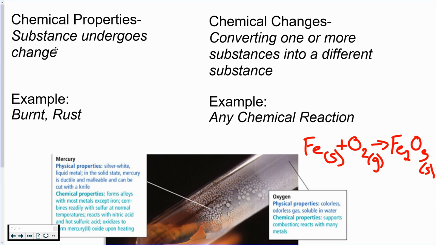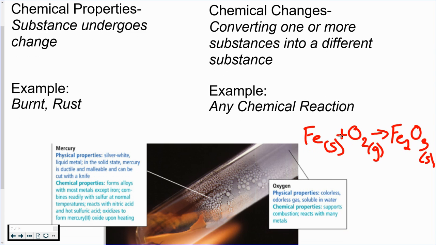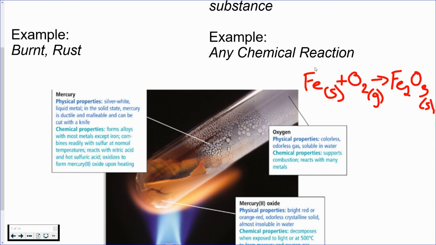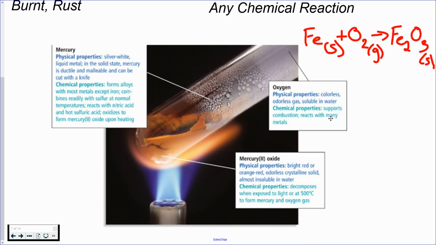So now, with chemical properties, we are talking about substances undergoing a change, and that change, okay, is like burning or rust. So once it happens, that makes a chemical change, and you cannot go back. So rust, you have iron plus oxygen becomes iron oxide, a form of iron oxide, and you cannot go backwards.